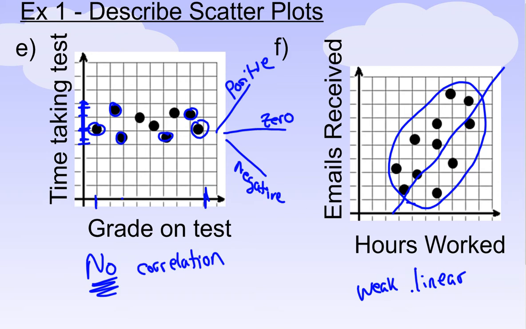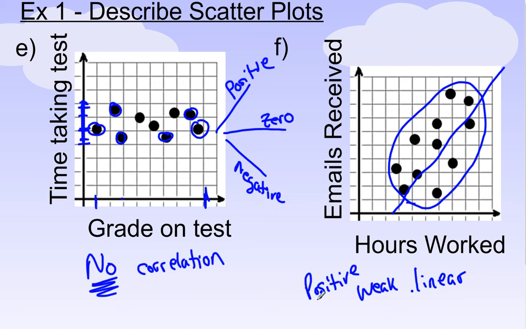What are we missing? Oh, is it positive or negative? We didn't say that. Well, this line, since it's going up, up, up, is positive. So this would be a positive, weak, linear correlation. All three of these words, these adjectives, describe the correlation and tell you something about it.